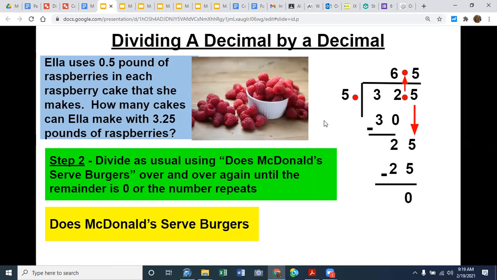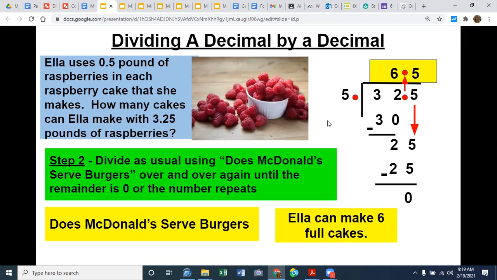My answer is 6.5. So that means Ella can make 6.5 cakes. You can't really make half a cake. So basically she can only make 6 cakes, right? The other half a cake you can't make. So Ella can make 6 full cakes and then half of another one, which she's not going to do. So you would answer that question: she can make 6 full cakes. Okay, let's try another one.